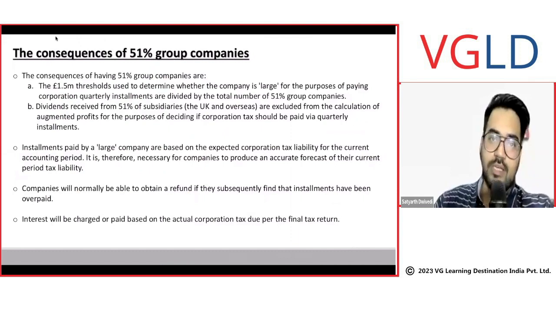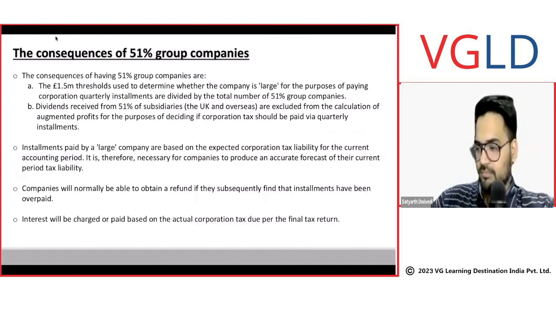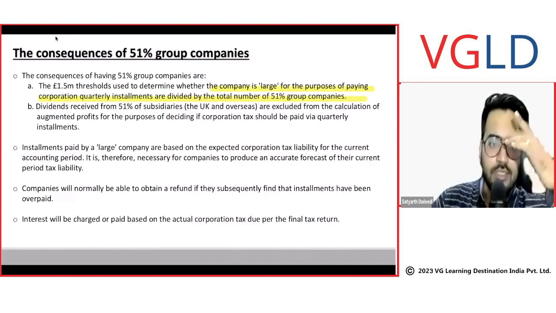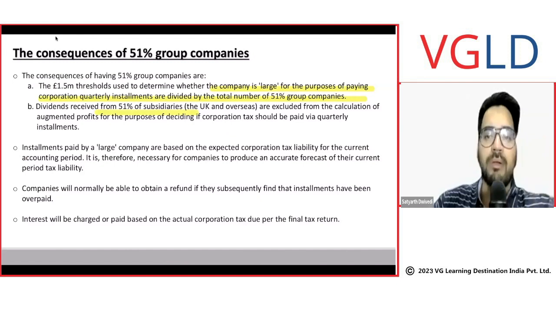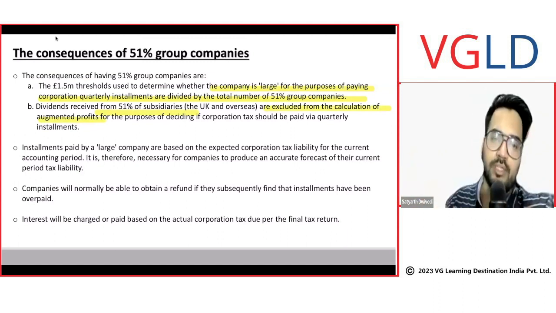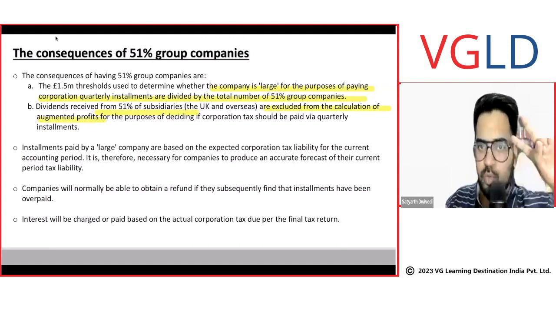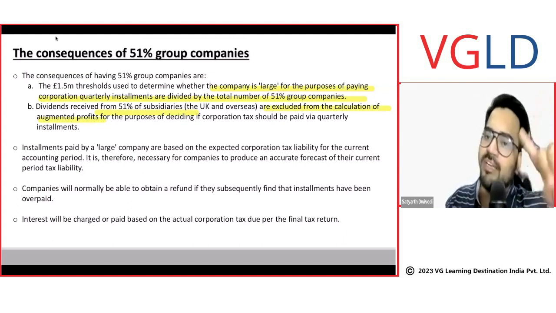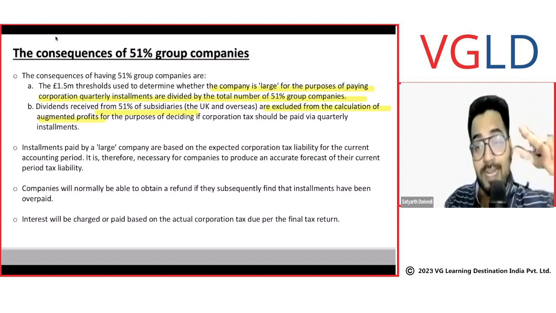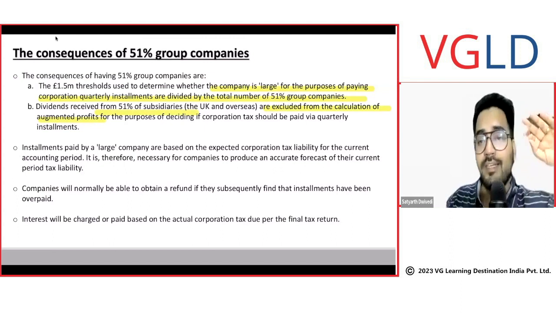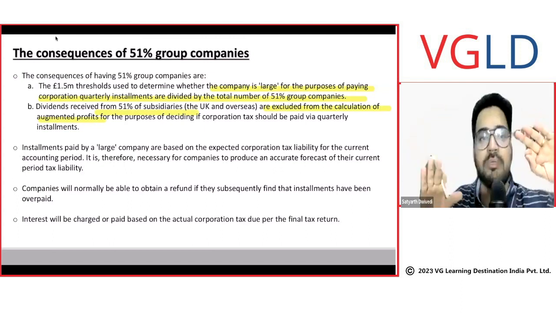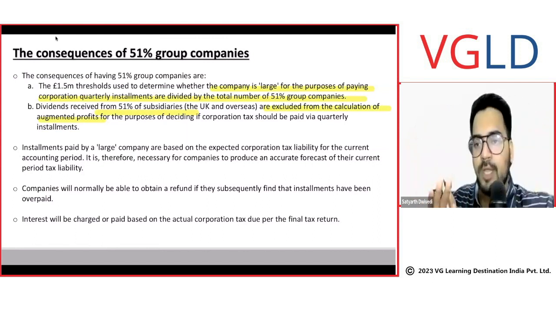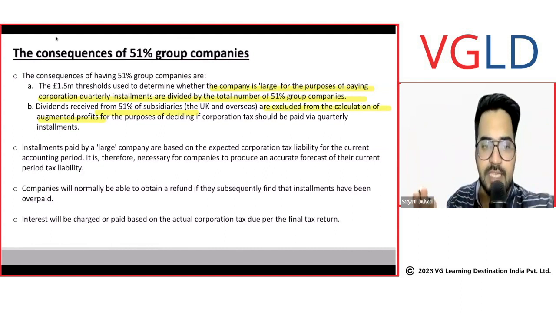Now, what is the consequence of the 51% group? We've already done that. First of all, to determine whether the company is large for paying corporation tax quarterly installments, this is the first thing. Second, any dividend received from these 51% group companies is excluded from calculation of augmented profits. So two consequences: one is that 1.5 million will be divided by the number of large companies. Second is that any dividend received from group companies will not be included for calculation of augmented profits. Is that clear?